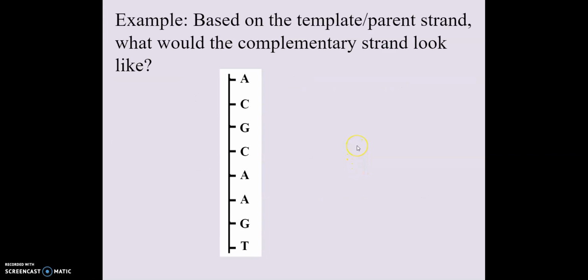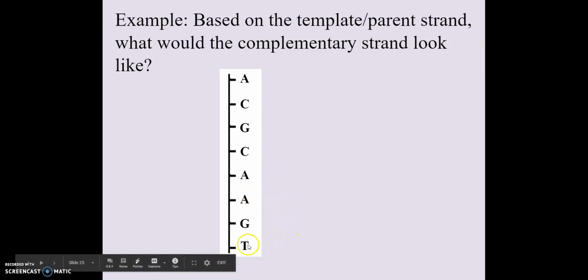Before we go, we're going to add some bases on this, right? So what's going to pair with A? T, right? So the other side here would be T. What pairs with C? G, so you would put a G here. What pairs with G? C. C pairs with G. A pairs with T. A again pairs with T. G with C, and T with A.